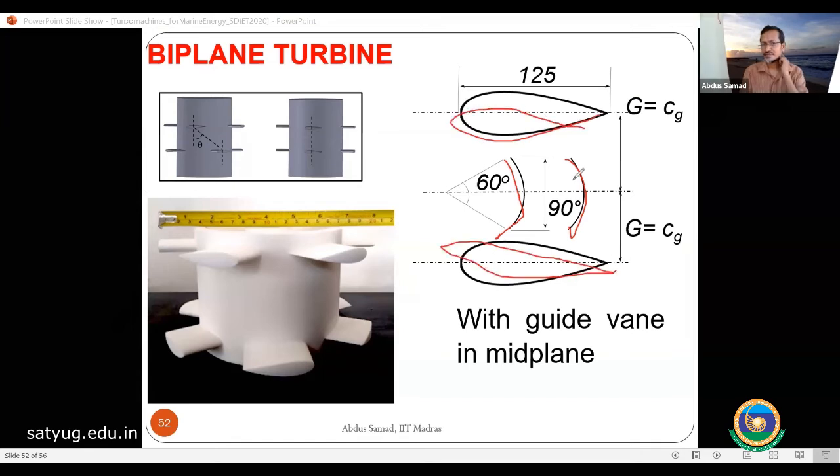And we did lots of CFD and experimental work also. We reported in Journal of Fluid Engineering and Journal of Energy also.